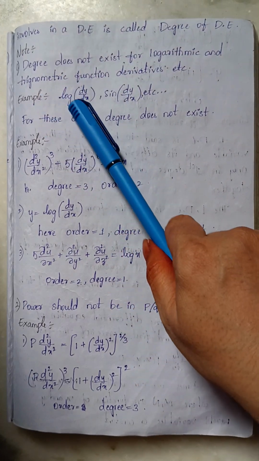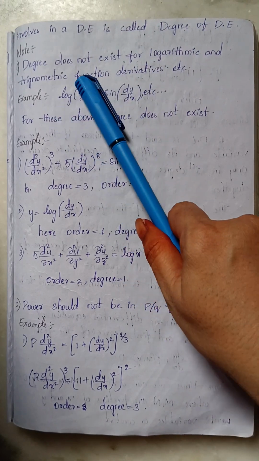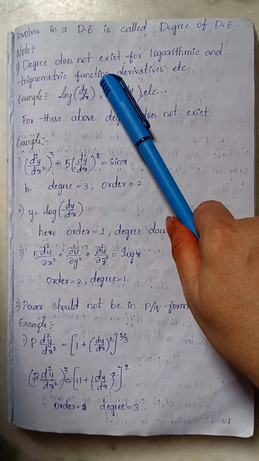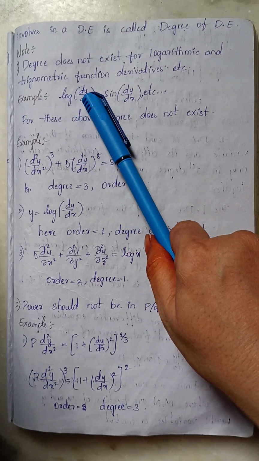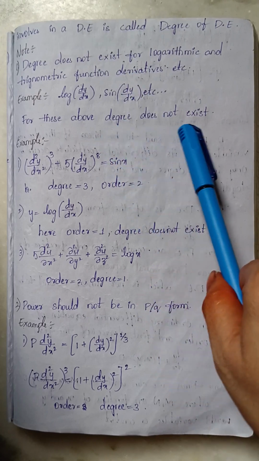That means log of a derivative or sine of a derivative; if log x is given, you can find the degree. But if log of derivatives are given, of first order or second order, whatever it is, or trigonometric functions of derivatives are given, in that case the degree does not exist.